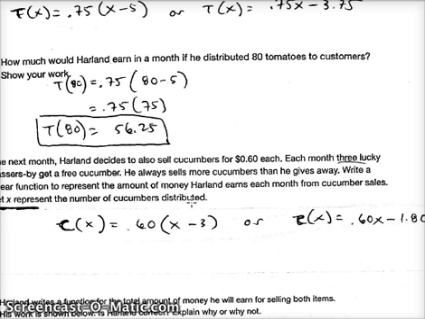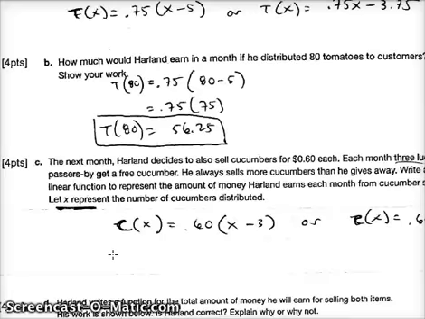Now in question 4A and B, we're talking about tomatoes. And then in 4C, we were talking about what? Cucumbers.